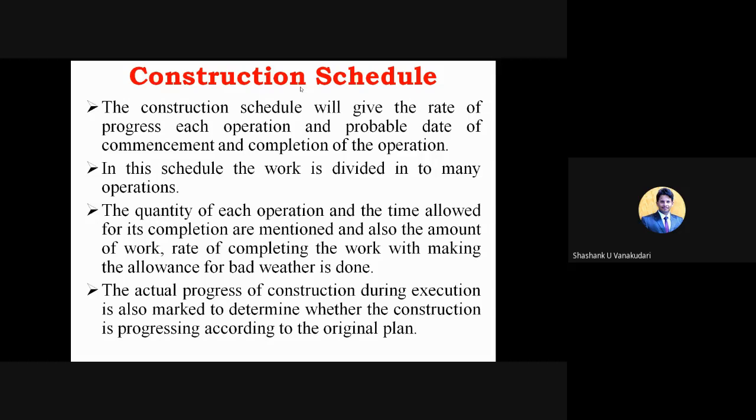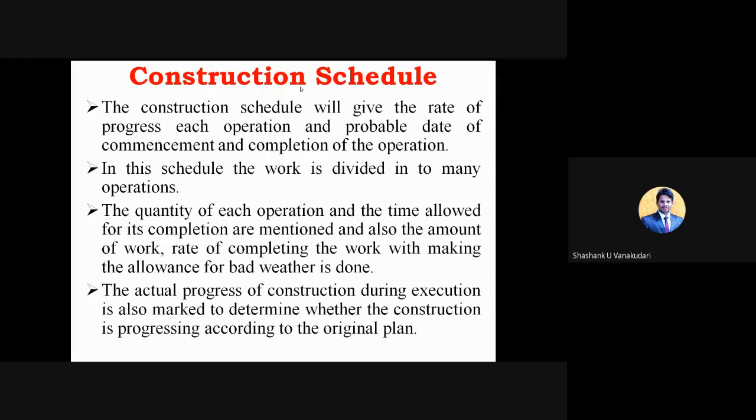And here the quantity of each operation and the time allowed for its completion are mentioned, and also the amount of work and the rate of completing the work, making allowance for bad weather. If bad weather occurs, for example, at the time of concrete placing rain may come, we can predict that and keep some extra duration for such activities, which we call buffer time. That buffer time can be used for completing these works in bad weather conditions. That also we can keep a record of by using this construction schedule.